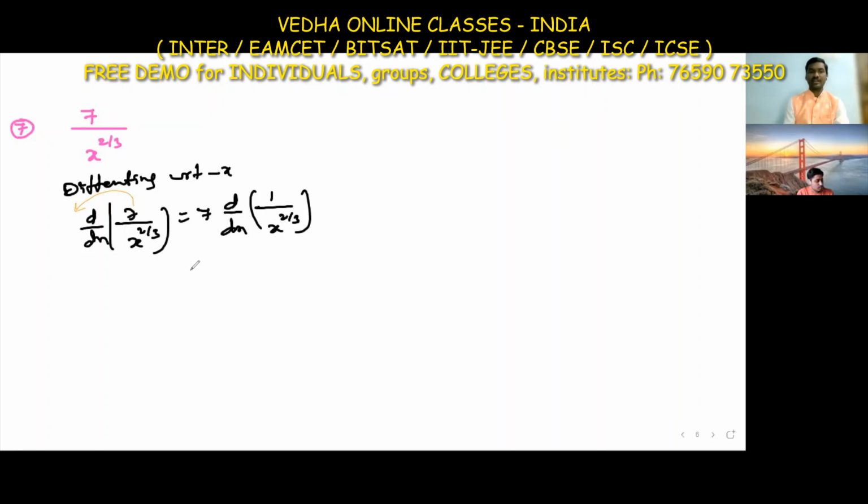So here again I am applying the same formula. If we take it to numerator, we get x to the power minus 2 by 3. So what is the formula we used here? a to the power minus n is equal to 1 by a to the power plus n.